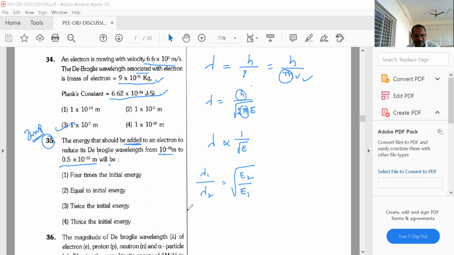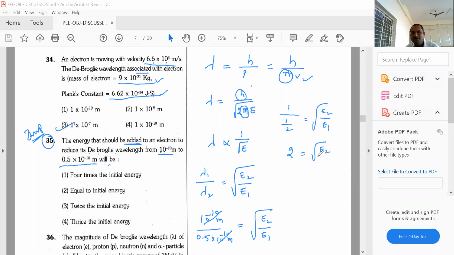So lambda 1, how much is given? 10 to the power of minus 10 meters. Lambda 2, how much is given? 0.5 into 10 to the power of minus 10 meters, equal to root of E2 by E1. 10 to the power of minus 10 cancels. 0.5 means 1 by 2, and 1 divided by 1 by 2 means 2. So 2 is equal to root of E2 by E1. Square on both sides, it will become 4 is equal to E2 by E1.